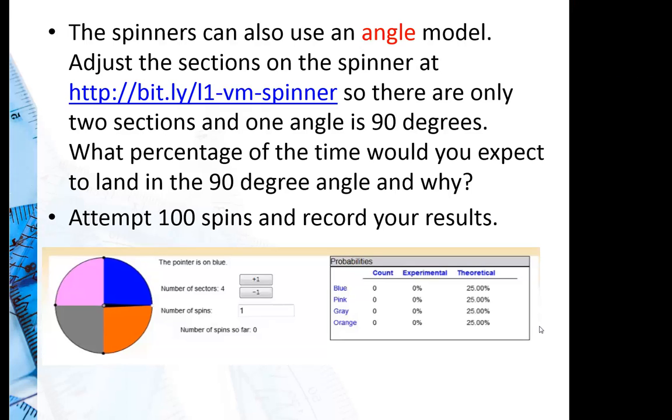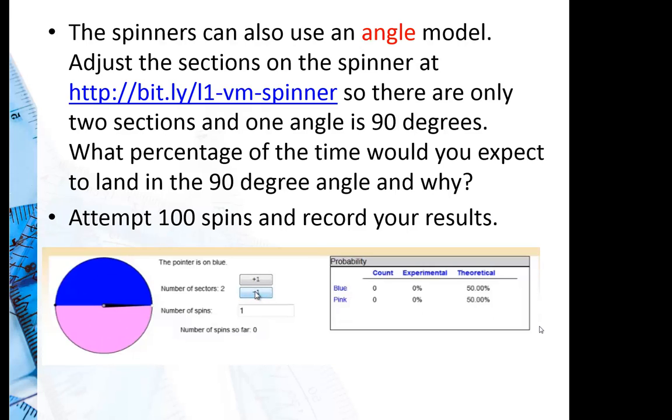Now this is a virtual spinner available at Shodor, so I can actually increase the sections or decrease them. For right now, I'm just really interested in working with a particular angle. So I've decreased the sections to 2 sections. And I'm going to make this so that's about 90 degrees. All right, so that's 90 degrees here.